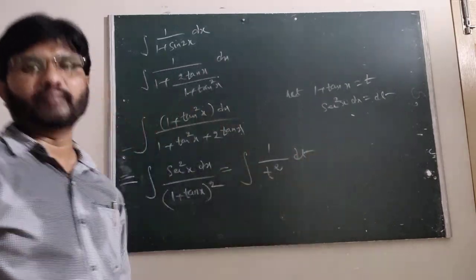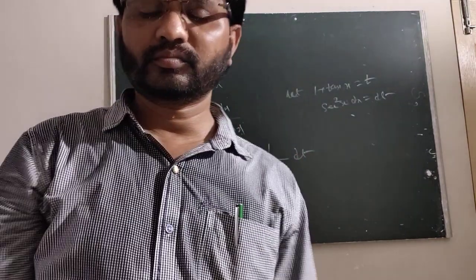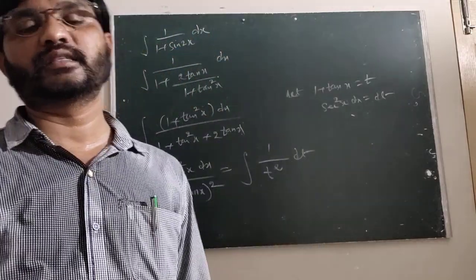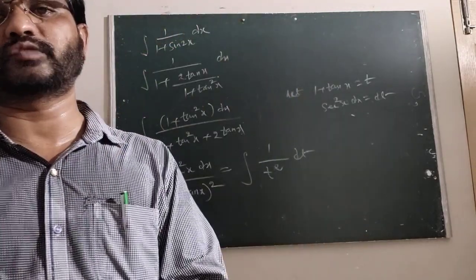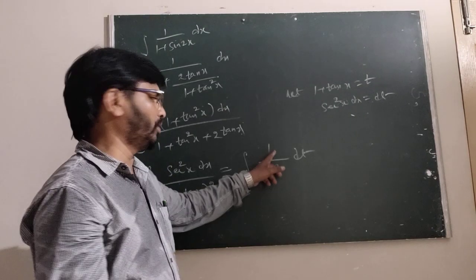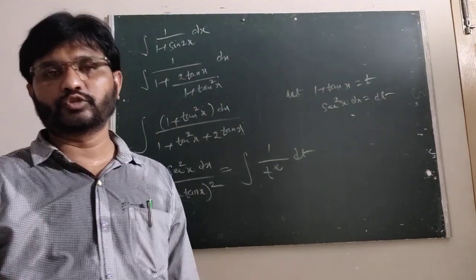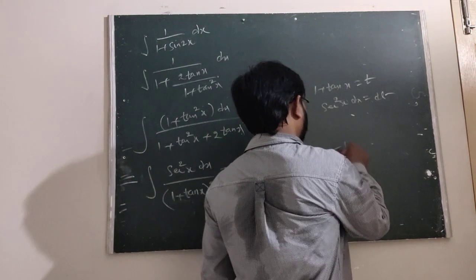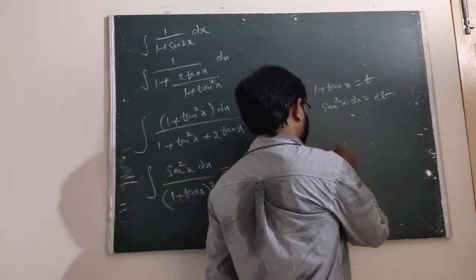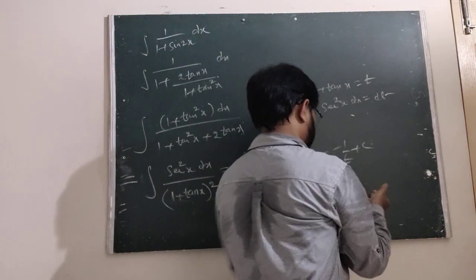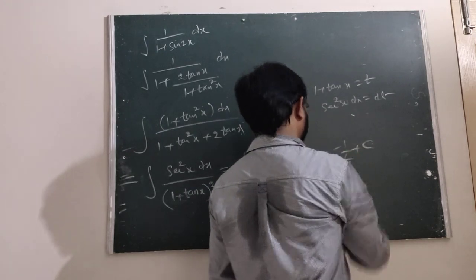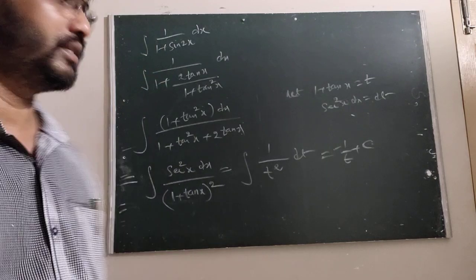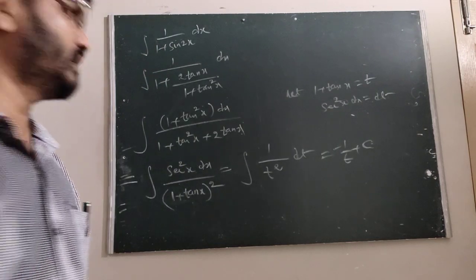We know that this is compared with x power n. The integral of x power n dx is x power n plus 1 by n plus 1. Therefore, here this is t power minus 2, so t power minus 2 plus 1 upon minus 2 plus 1. The integral of 1 by t square dt is minus 1 by t plus c.